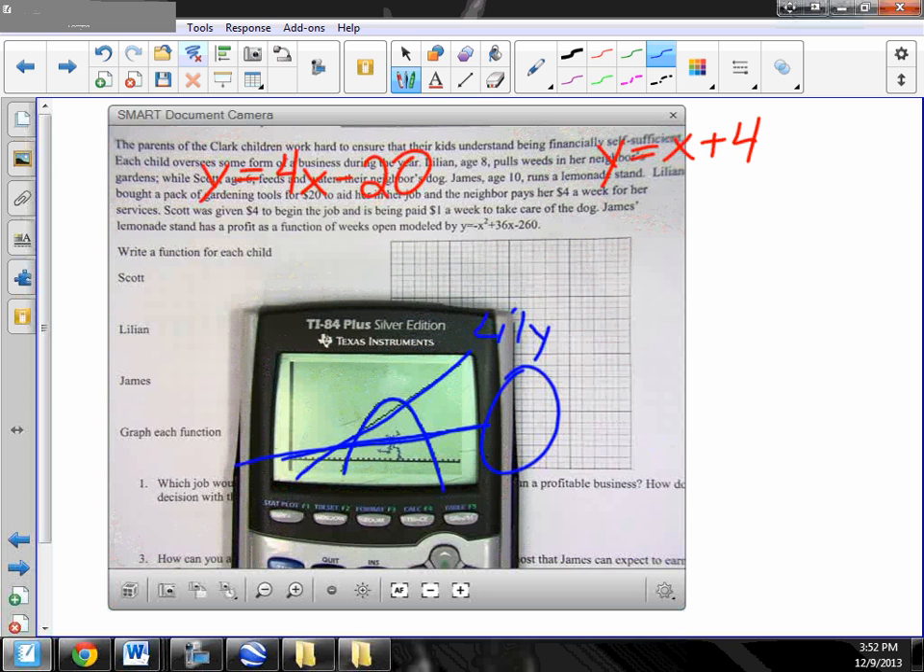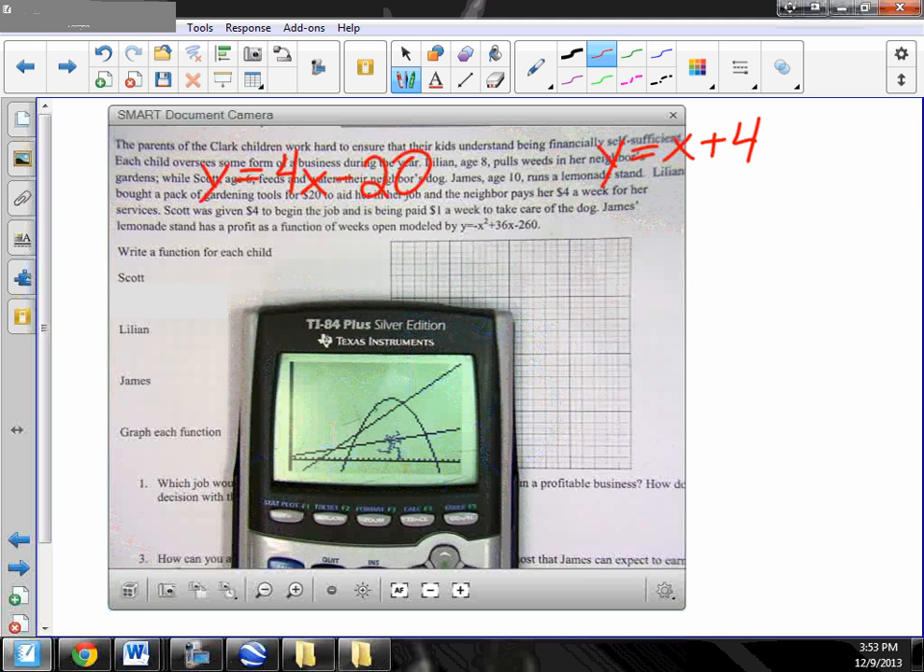Okay? So it looks like Scott's is the highest for a while, then Lily's is the highest. So Scott's is the best job from there to there. Lily's is the best job from there to there. And James's job is highest there, and then after that, Lily's job has the most profit. So it depends on which job or how long you want to work.